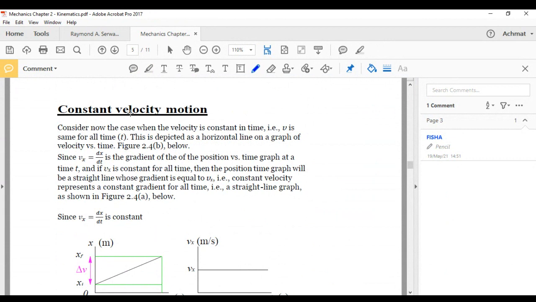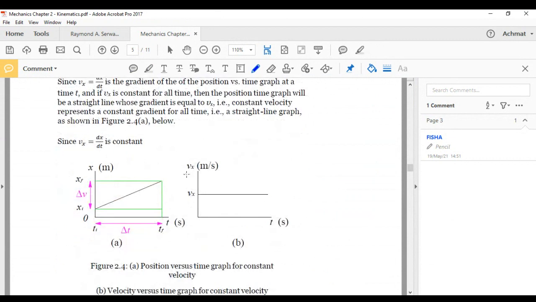What do we mean by constant velocity motion? They say here, consider now the case when the velocity is constant in time. That means v remains the same for all time. So this will be depicted on a graph as a horizontal line on a velocity time graph. If you have a velocity versus time graph, not a position versus time graph, then you can see the velocity is constant. That's a constant velocity.